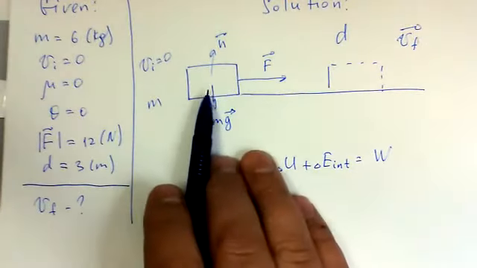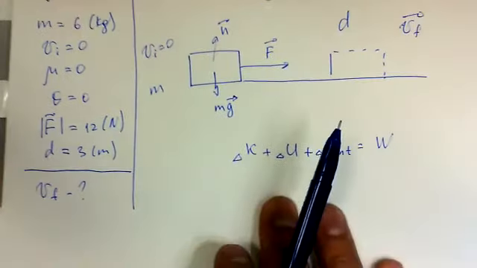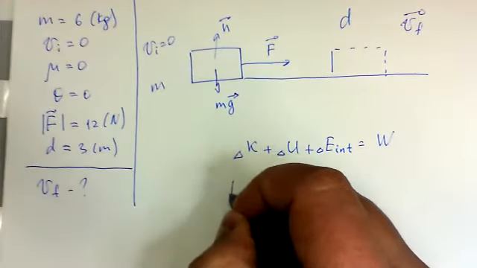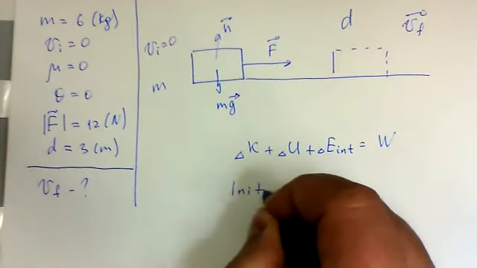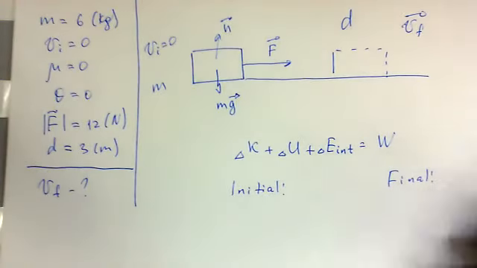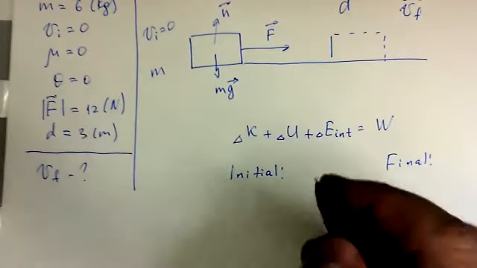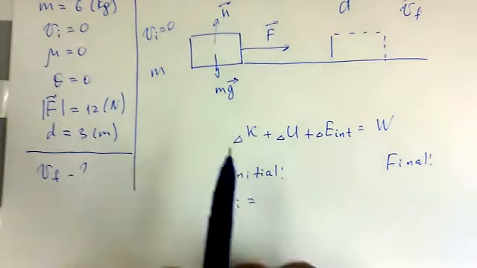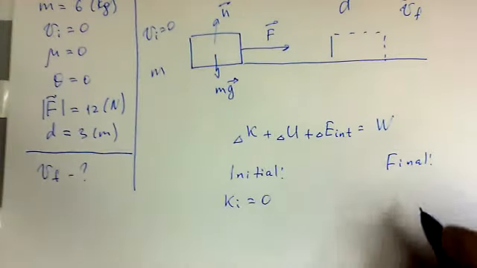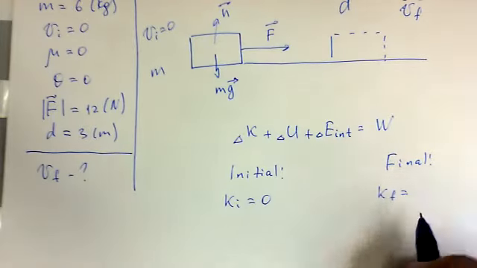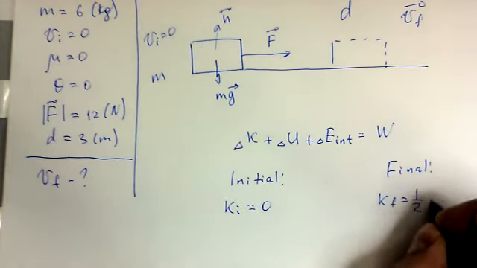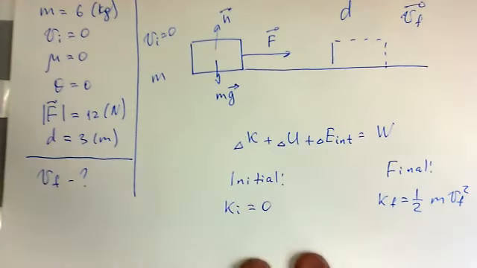The system consists just of one block, so that's the whole system. So let's consider the initial and final energies in the system. What was the initial kinetic energy of the block? It is 0, agree? Because the speed at the beginning was 0. What is the final kinetic energy? It's 1/2 m v final squared.